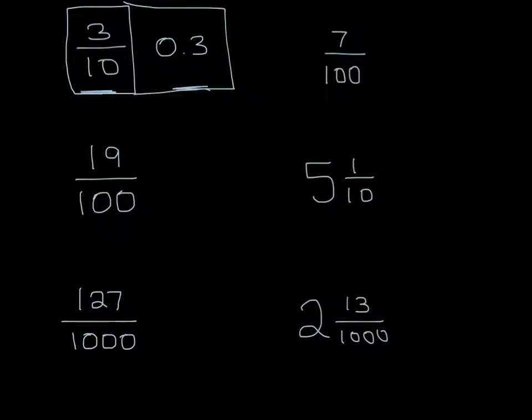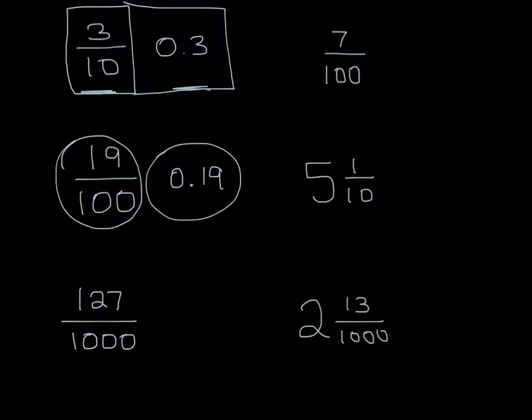Let's look at the next one. We have 19/100, pronounced nineteen hundredths. So I'm going to write nineteen hundredths as a decimal. They're completely equal. One's a fraction and one is a decimal. Now the next one, 127/1,000. If I wanted to write that as a decimal, I write it like this.